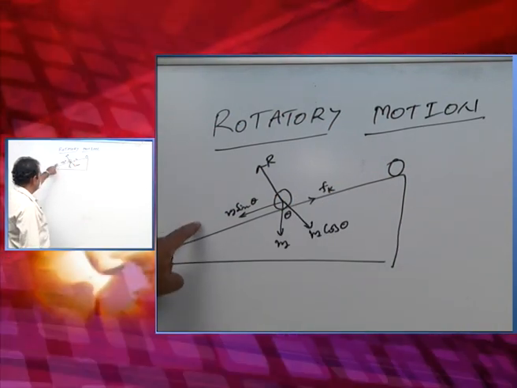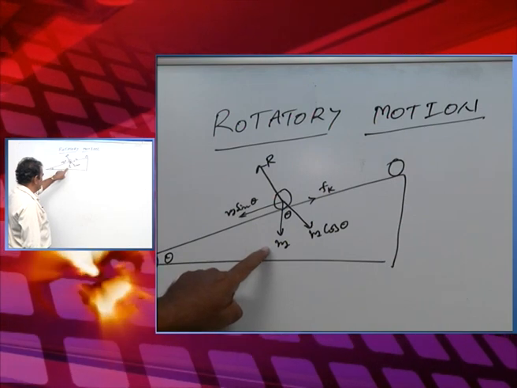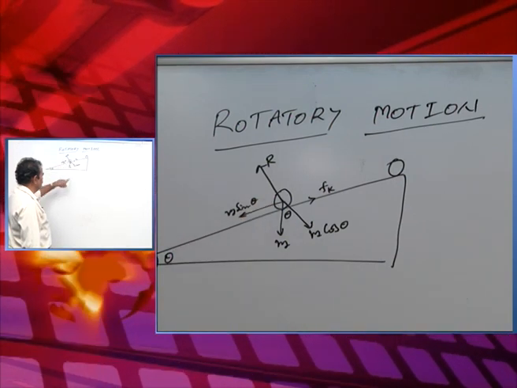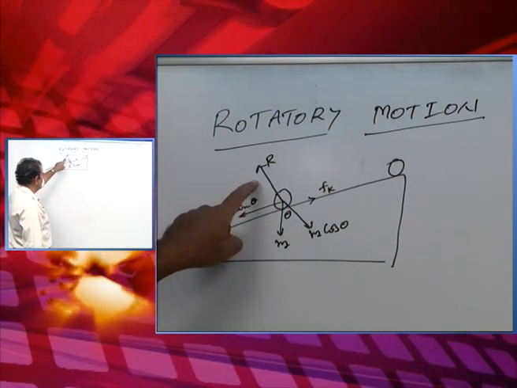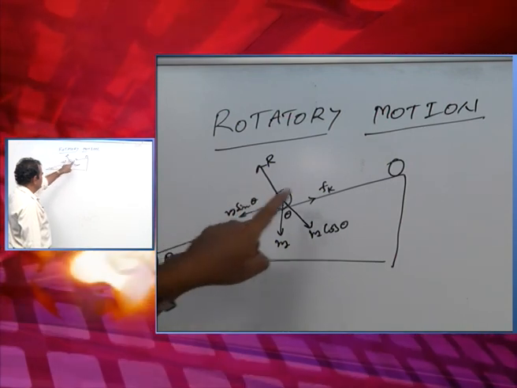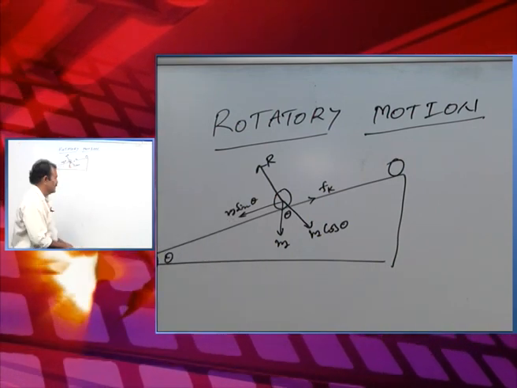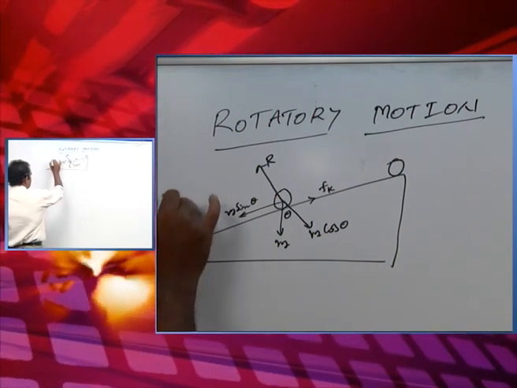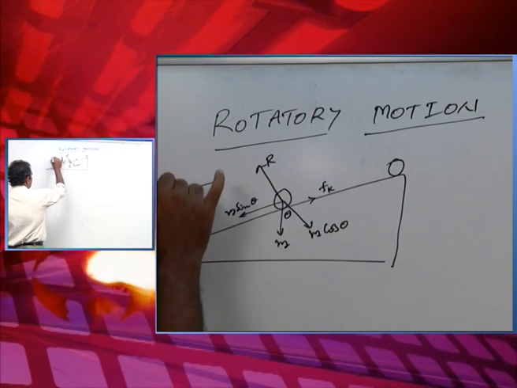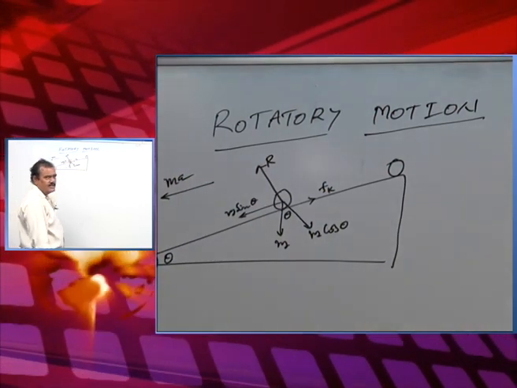Mg acts vertically downwards towards the center of earth, and mg cos theta and a normal reaction, and mg sin theta, and the frictional force that opposes the rolling of this body, the movement of this body. In this case, the resultant motion is ma.